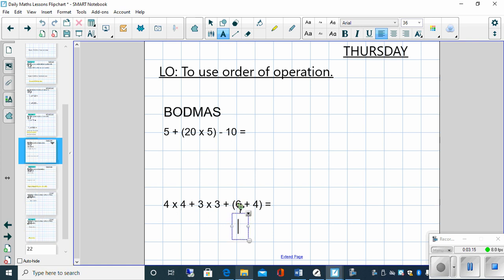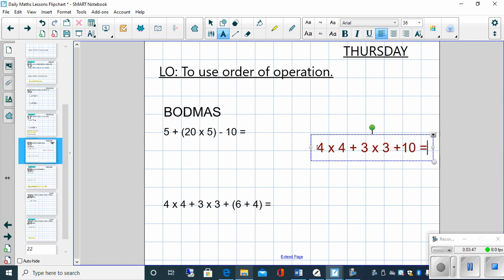I'm going to move it up there actually, so we don't miss it. So first part of it, 6 plus 4. Well, that is 10. That is in brackets. But we still need to do this part here. So we can rewrite out that sentence exactly the same. 4 times 4 plus 3 times 3 plus 10, which is the brackets part we've just done.